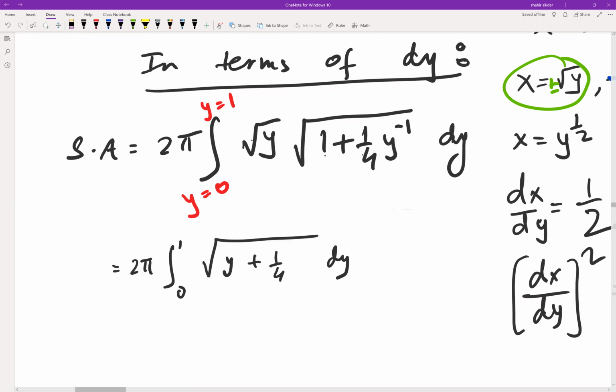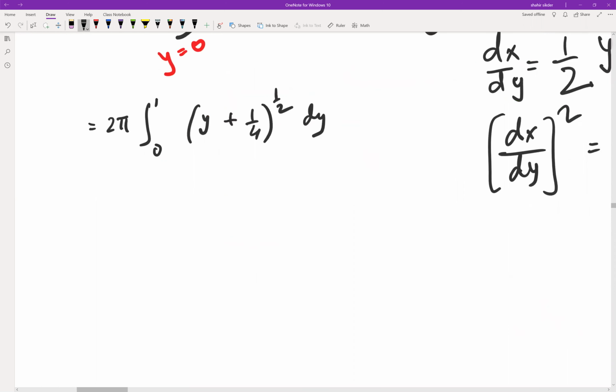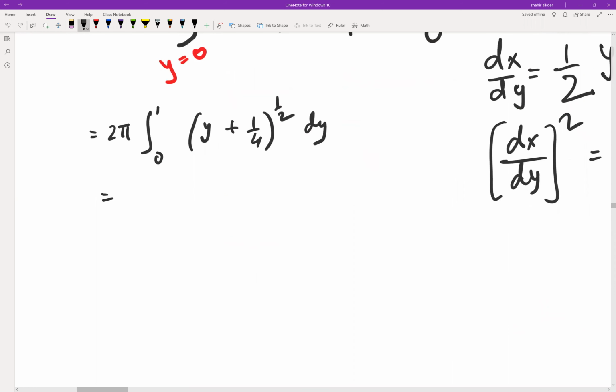And you can only do such a thing because they both have the same radical. What does square root mean to us? Square root really means the same thing as saying a 1/2 exponent. So upon doing a u substitution, if I do my u as y plus 1/4, my du would be just 1 dy, because we're talking in terms of y. Notice I already have 1 dy.